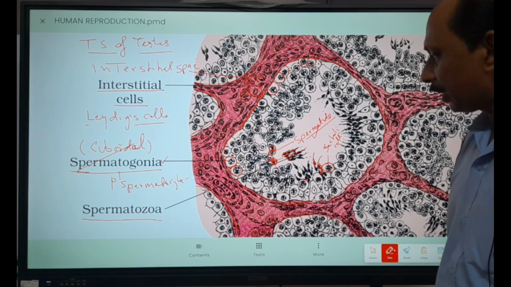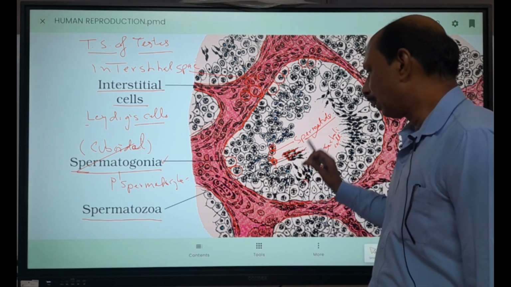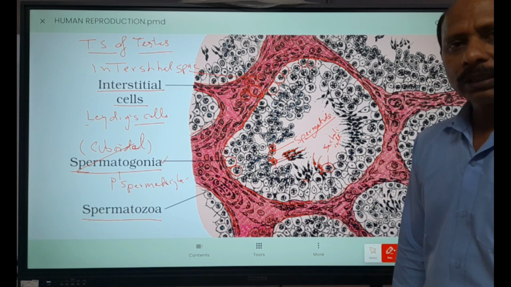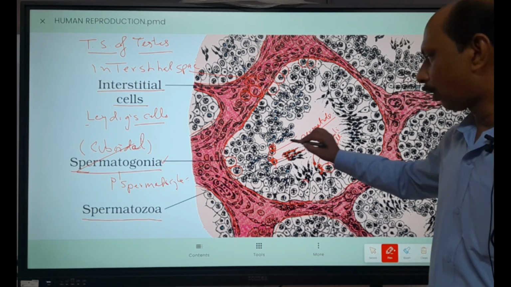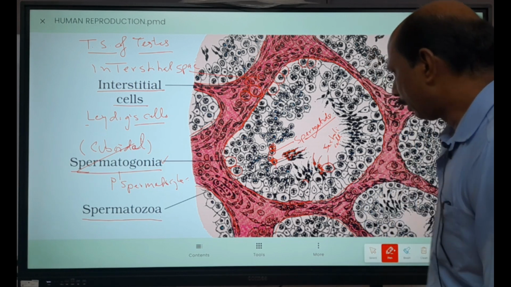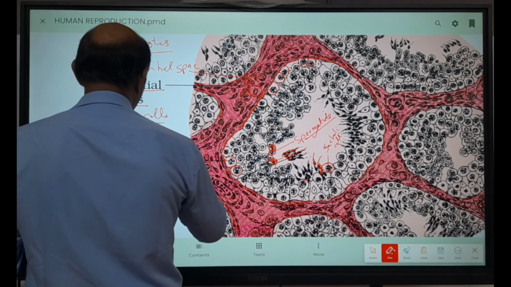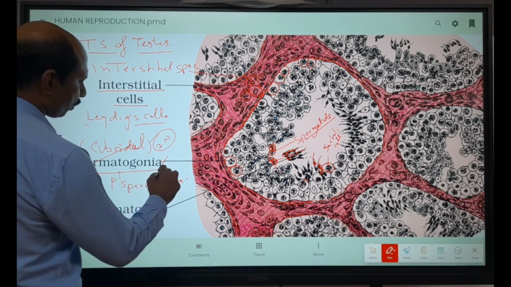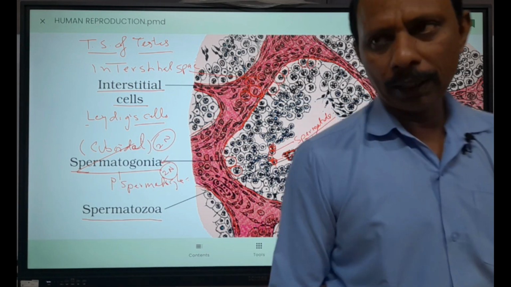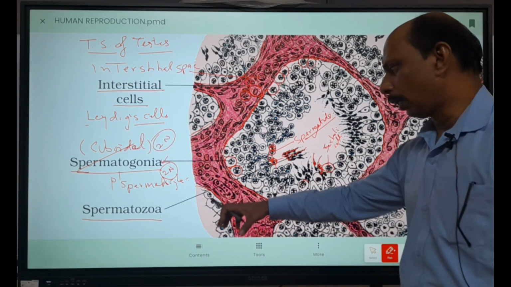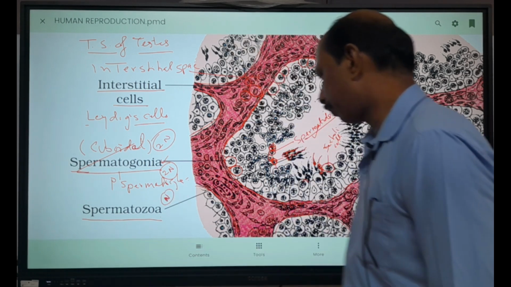And spermiogenesis means what? These cylindrical cells, the spermatids, are converted into spermatozoa. They have no tails, they are circular cells, right? So these are called spermatids. Here you can understand that spermatogonia are diploid. The primary spermatocyte is also diploid, but the secondary spermatocyte is haploid. The spermatids and spermatozoa are also haploid in nature, because they have half the number of chromosomes.